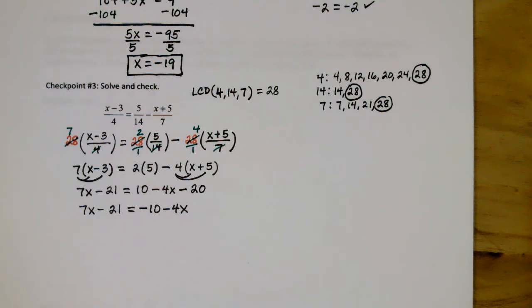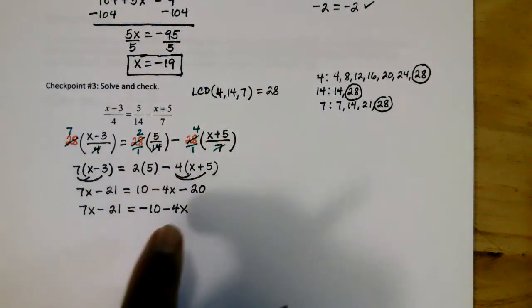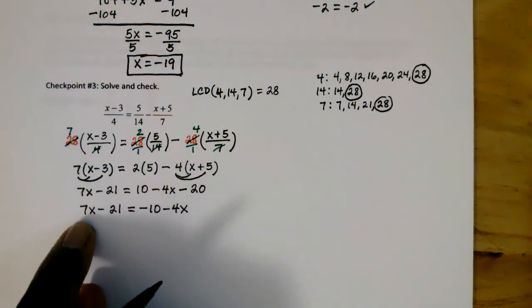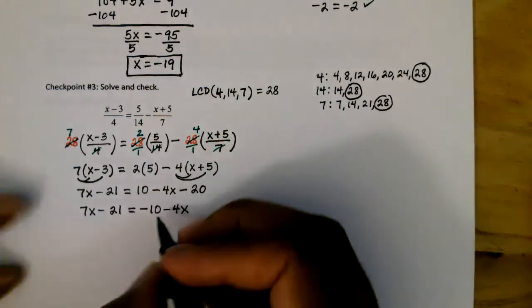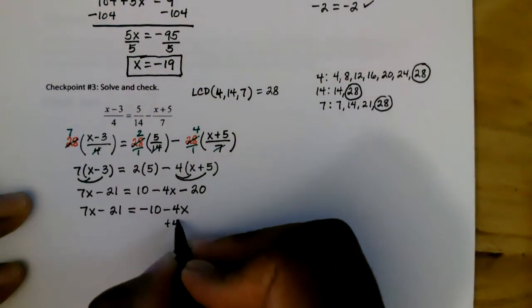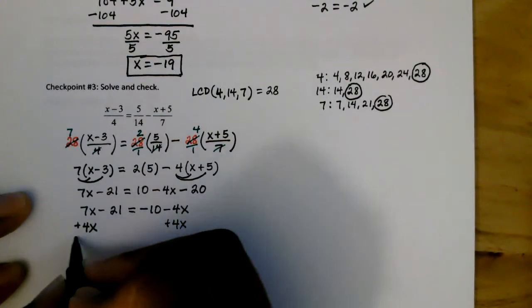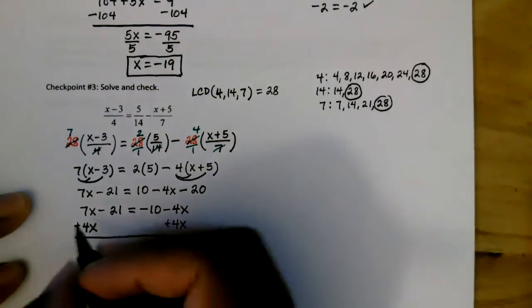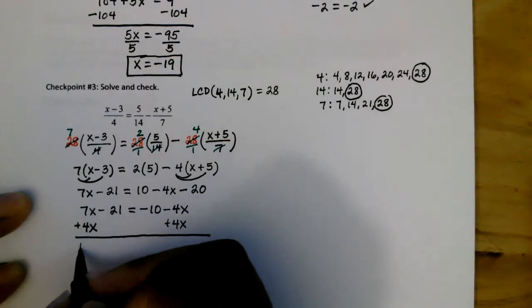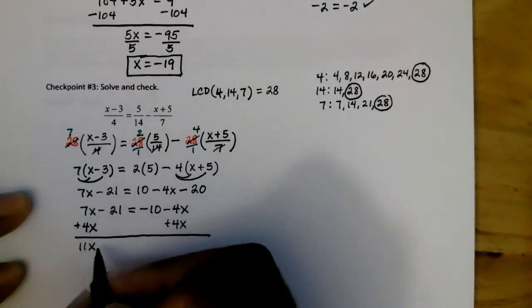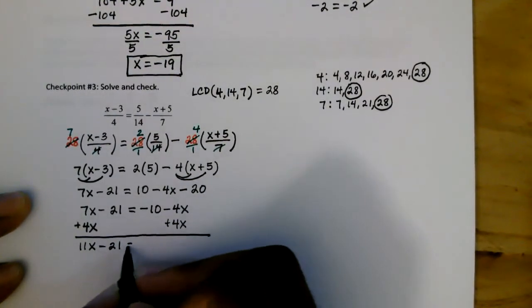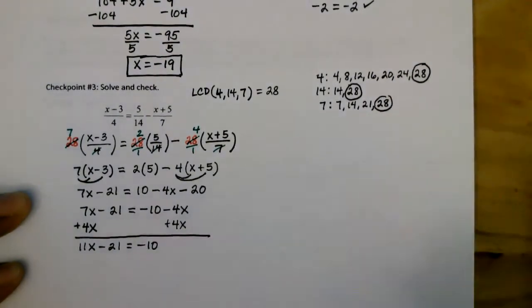And then I need to bring all the variables on one side and the numerical terms on the other side. I'm going to move the minus 4x where the 7x is. And I'm going to do that by adding 4x on both sides since it's subtraction. So 7x plus 4x is 11x. Bring down that minus 21, and that's equal to negative 10.